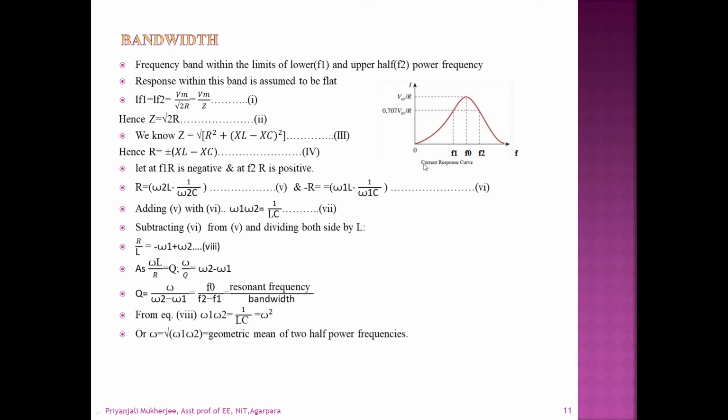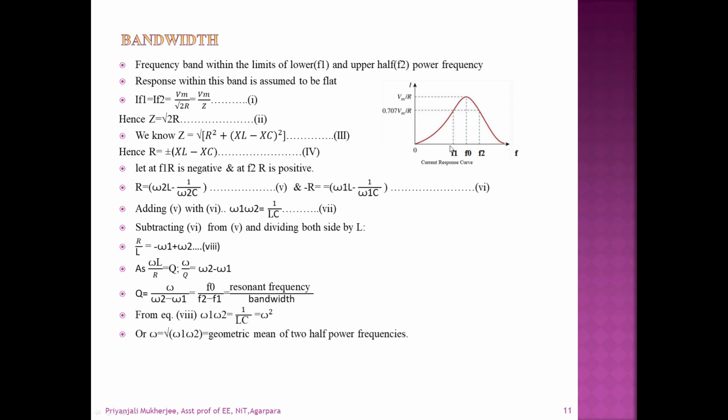Next is the bandwidth. Again, we are considering the current response curve. In the current response curve, at the resonating frequency, the value of the current is Vm by R, whereas in between F1 and F2, the value is I by root 2, or that can be written as 0.707 Vm divided by R. The frequency band within these limits, where F1 is considered the lower and F2 the upper half-power frequency, is called the bandwidth of the resonant circuit, and the response of the resonant circuit within this bandwidth is assumed to be flat.